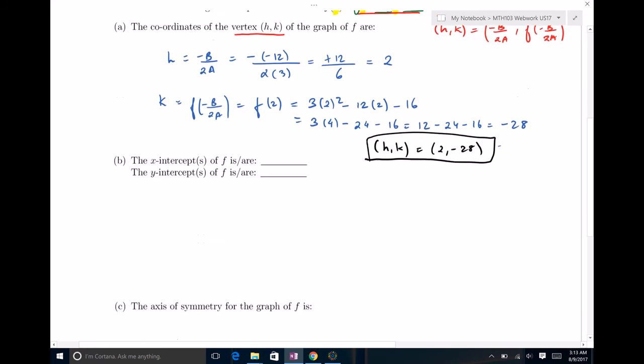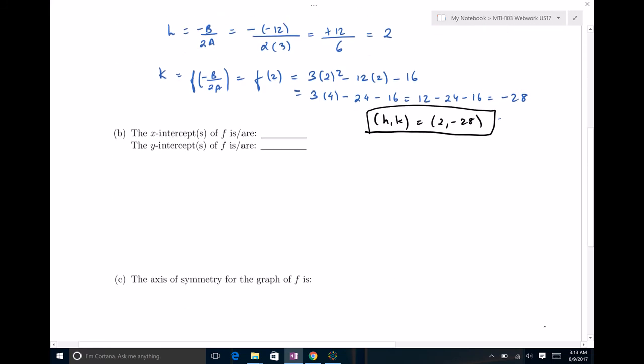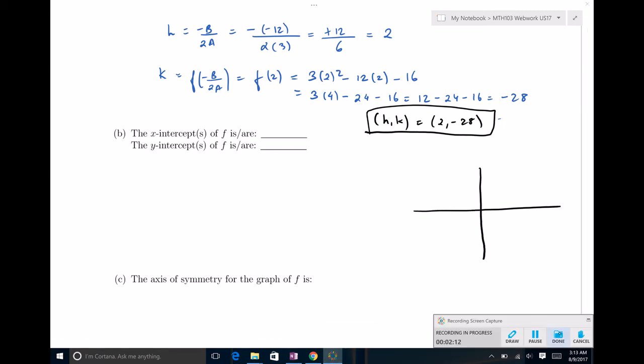Let's move on to the next part. We want to find the x and the y-intercepts. Before we do this, what I'm going to do real quick is to try and draw a picture of what this should look like. Now the vertex of this parabola is at x equals 2 and y equals negative 28. So the vertex is going to be somewhere here.